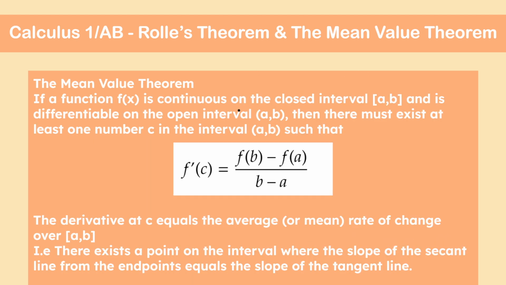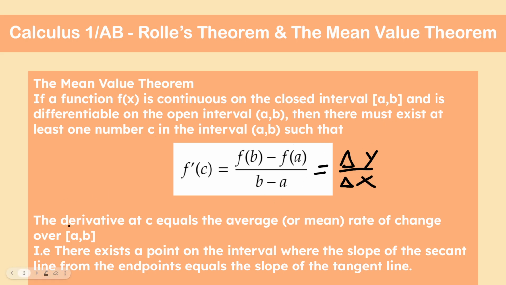Okay, so now let's talk about the mean value theorem. If a function f of x is continuous on the closed interval a to b and is differentiable on the open interval a to b, then there must exist at least one number c in the interval (a, b) such that the derivative of the function at c is equal to f of b minus f of a over b minus a, or that's equal to the change in y over change in x of that function from a to b.